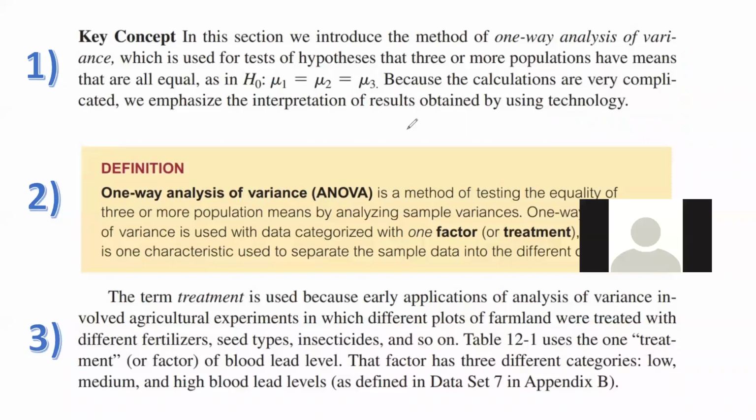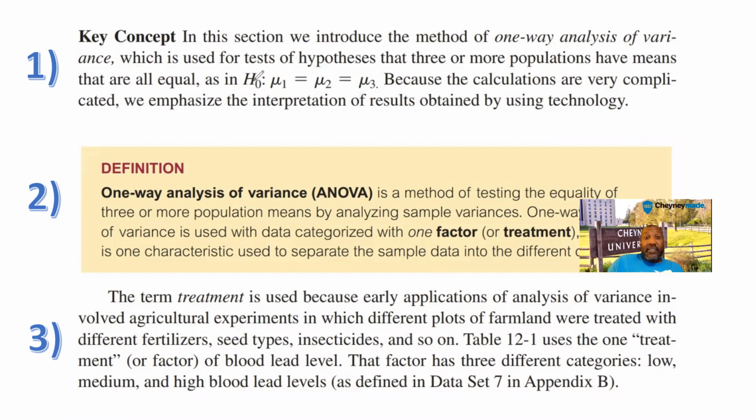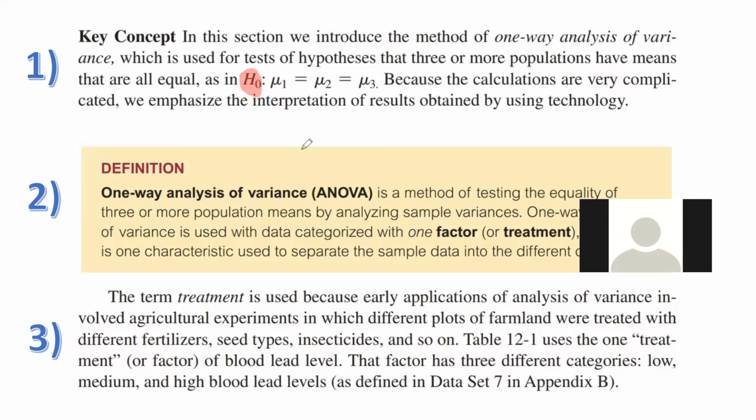The key concepts, right? Yep. In this section, we introduced the method of one-way analysis of variance, which is used for tests of hypothesis that 3 or more populations have means that are all equal, as in, I don't know how to read that notation. All right, but I'll sit back and help you, right? This means, ooh, somebody let me know, what kind of hypothesis? That's the null hypothesis. Ah, okay, so she knew that.